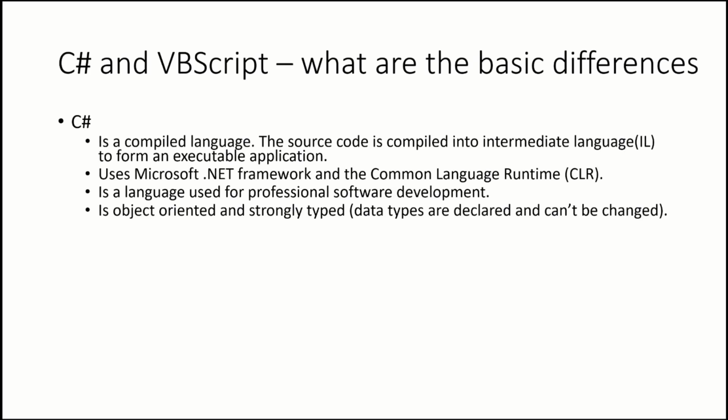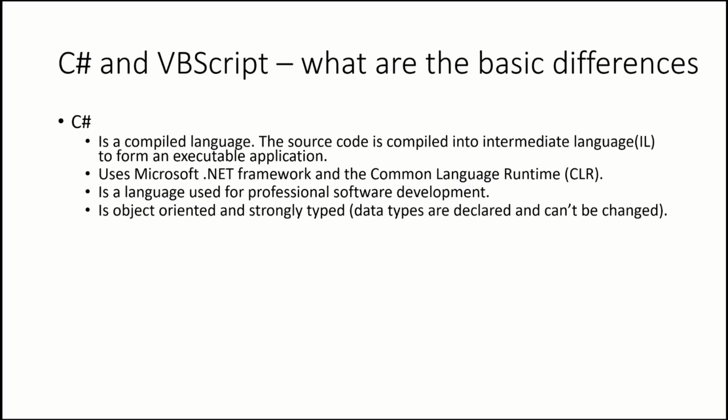So first of all, C# is a compiled language. The source code is taken by a compiler, and it creates what they call the intermediate language, which can then create an executable application within the Windows environment. It uses the Microsoft .NET framework and the Microsoft Common Language Runtime to be able to do that. So that takes intermediate language and runs it as a program as part of the Windows operating system.